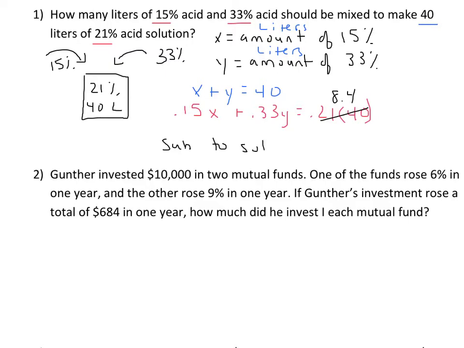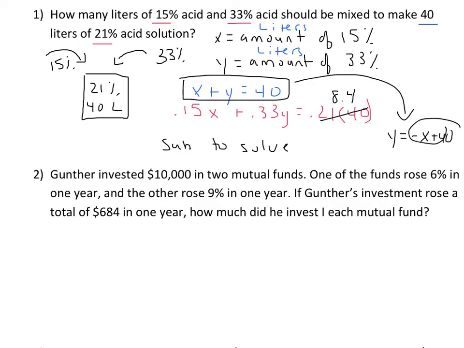And the primary reason is back here at this one, I can go ahead and solve for X or Y, and it's a pretty easy do. So if I'm thinking about this, I could say Y equals negative X plus 40, and then take that and plug it in here and start solving it. Okay, so I'd probably use substitution in this case. Again, elimination's fine. You'll just have to multiply either by the 0.15 or the 0.33.